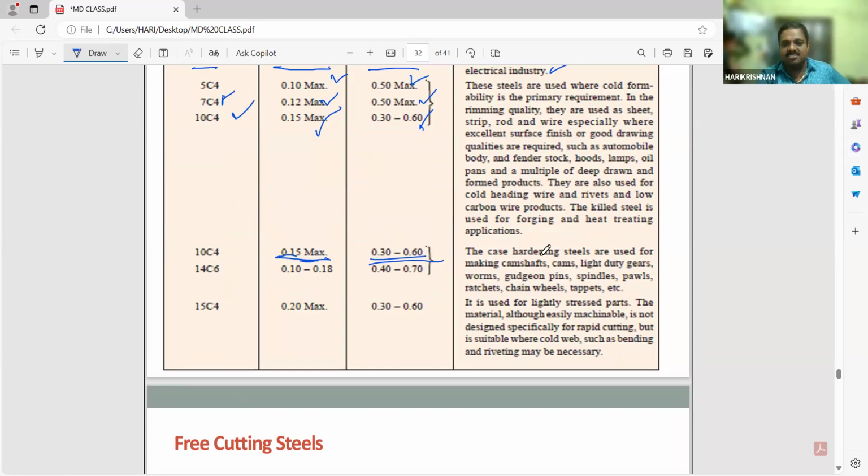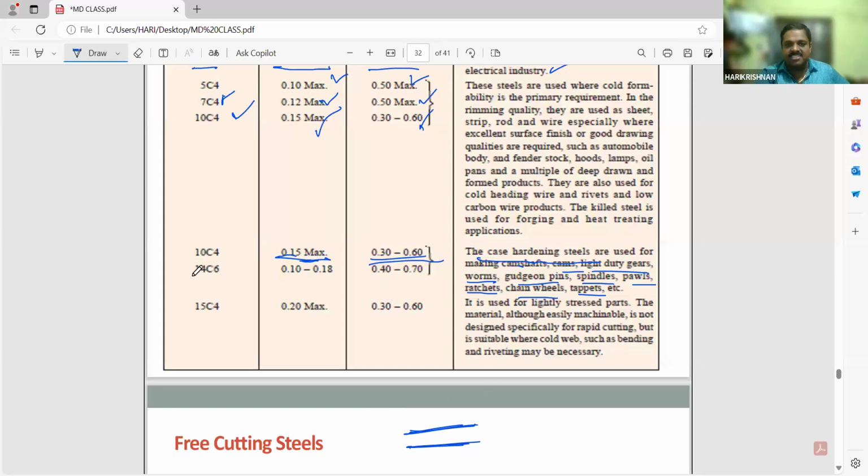Case hardened steels are used for camshafts, cams, light duty gears, worms, gudgeon pins, spindles, pawls, ratchets, chain wheels, tappets, etc. Okay, what do you mean by case hardened? Case hardened means the steel's outer portion will be hardened. Okay, that is known as case hardened.